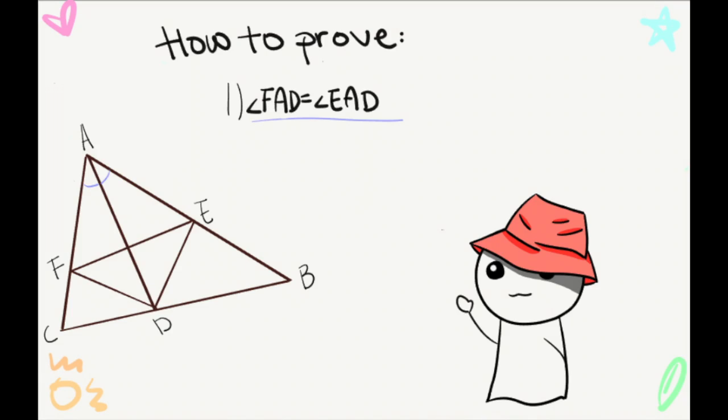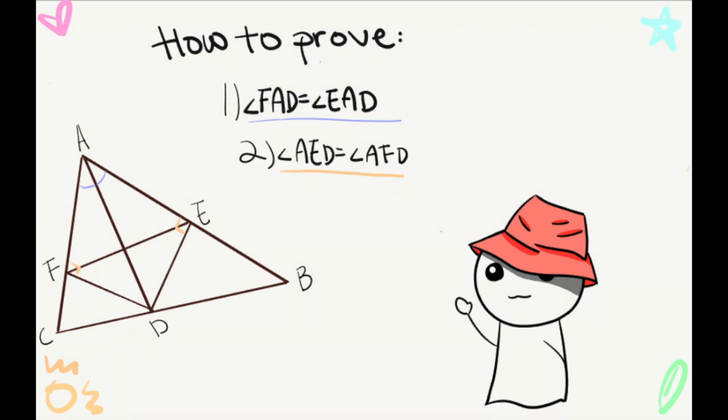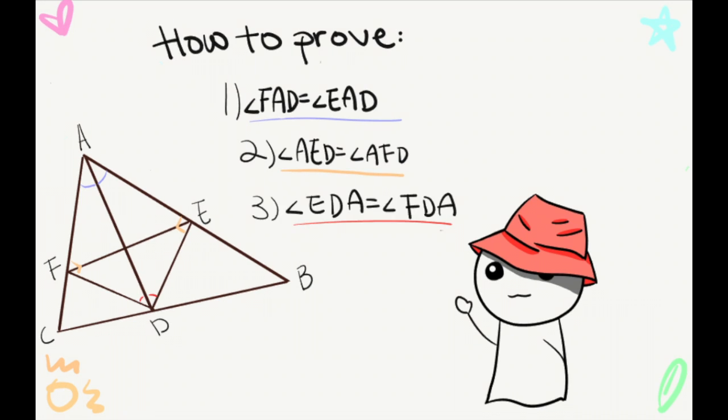So first of all, we know that FAD equals EAD because line AD is angle FAE's angle bisector. We also know that AED equals AFD because they both equal 90 degrees. Since those two angles are the same, that means the last two angles, FDA and EDA, are the same because all of the angles of any triangle add up to 180. If those two are equal, then the last two must be equal.